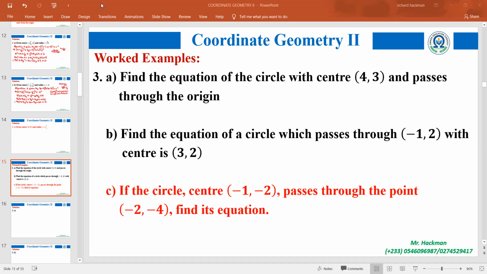So here, if you look at the question, the information that you've been given is the center. So it's like I have a circle, its center is given, and the center is 4, 3. Do you agree?